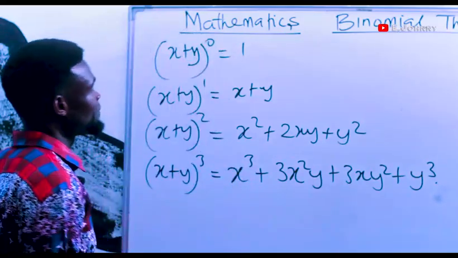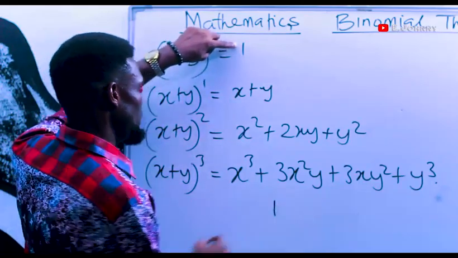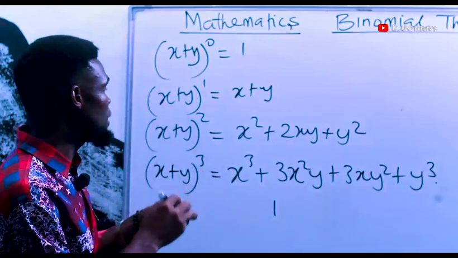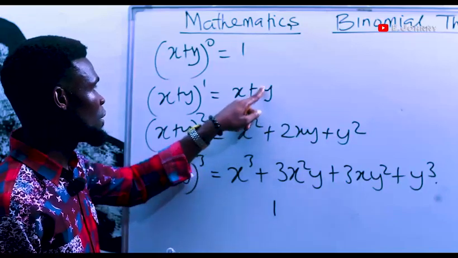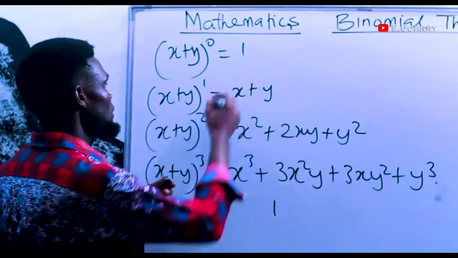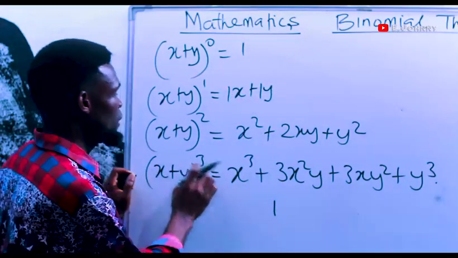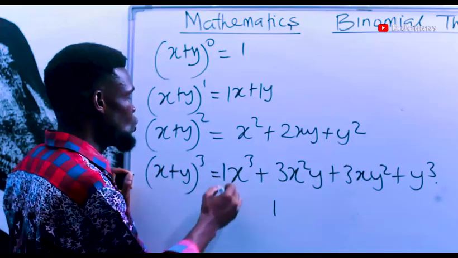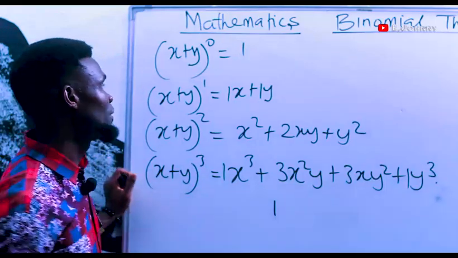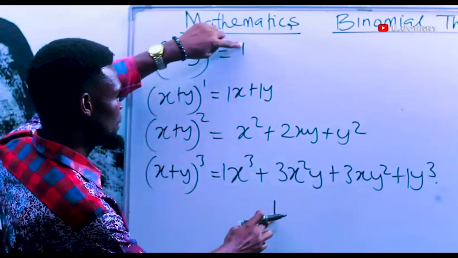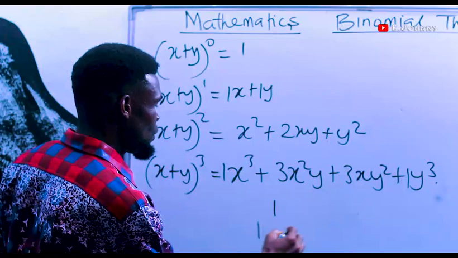So what did he say? He observed that anything raised to power 0 is 1, so we have 1. Then if you expand x plus y raised to power 1, what you get is x plus y. Now, what is the coefficient of x? It is 1. What's the coefficient of y? It is 1. In power 3, the coefficient of the first term is 1, and the last term is also 1. So he came up with a pattern that the first one is 1, and the second one, power 1, is 1 and 1.